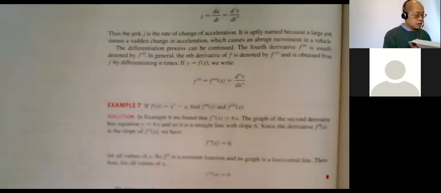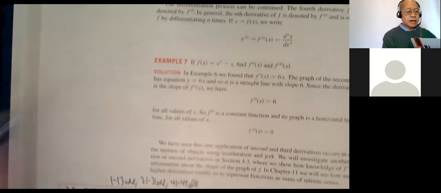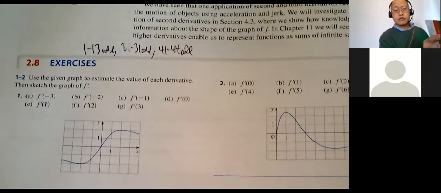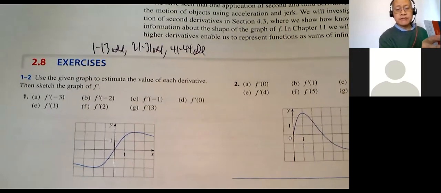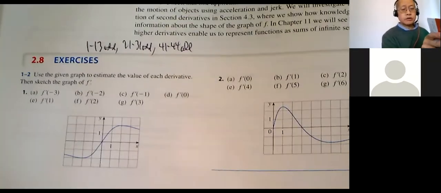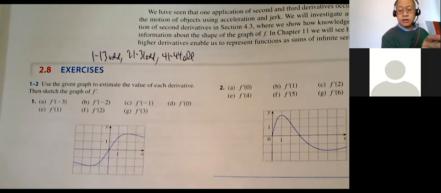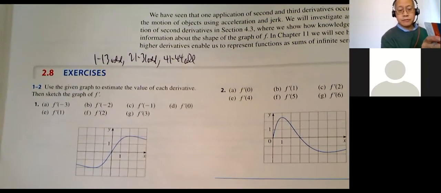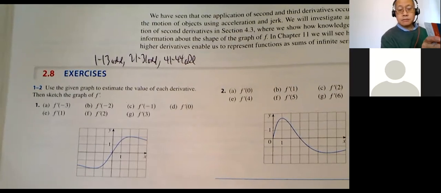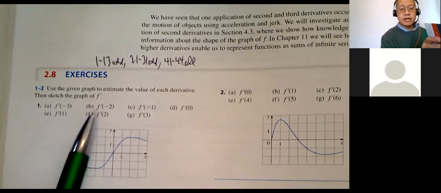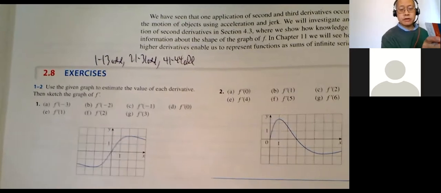Okay, now I'm going to go back to 2.8, number 1, because here the slopes are not constant. Use a given graph to estimate the value of each derivative, then sketch the graph of f prime. Okay, so there's no straight lines here. Everything is curved. Okay, so I came up with my little table, I suppose. Okay, so f prime at nice integers, -3, -2, -1, 0, 1, 2, 3.